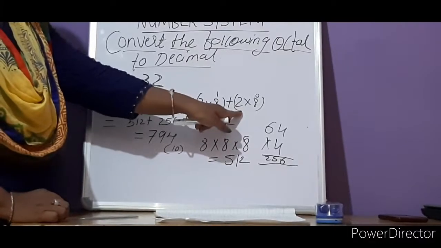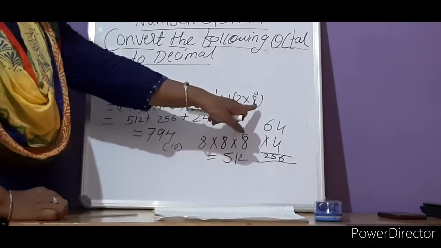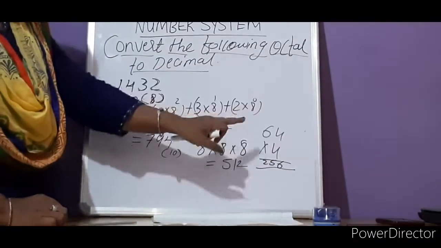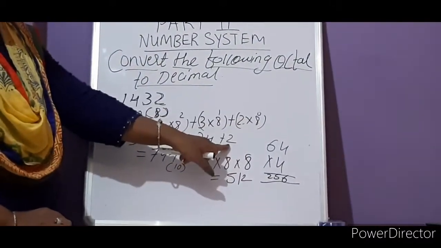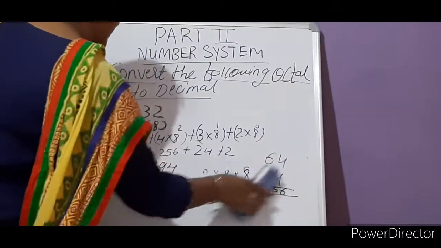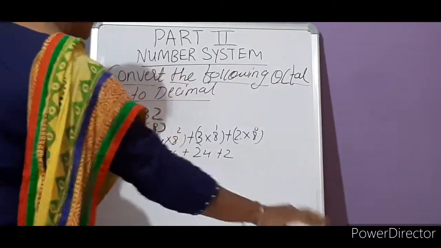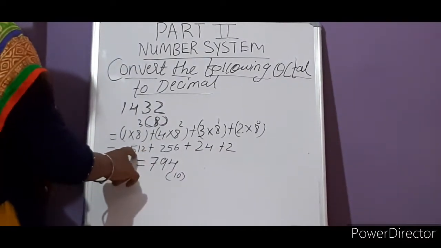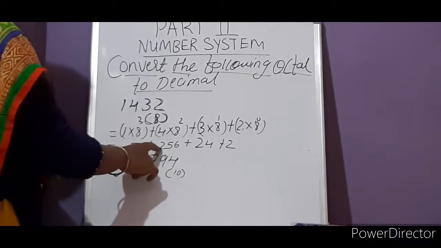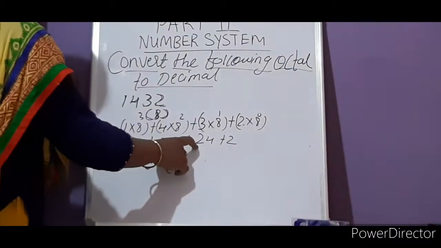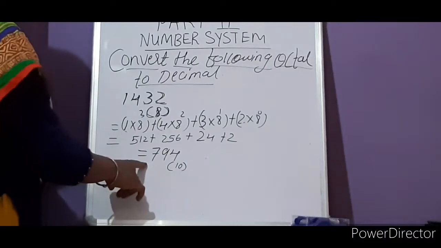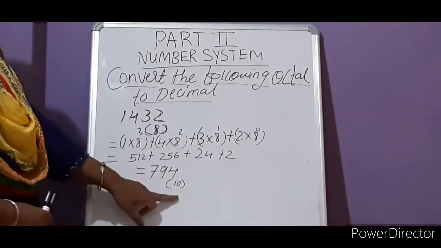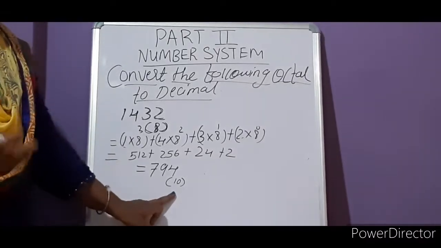In the last number you can see 8 raised to power 0 is there, so 2 is here. Here 0 is a no value, so for that sake this 2 only we have to keep here. Now all together add it: 512 plus 256 plus 24 plus 2. So all together it becomes 794. Okay, we have converted from octal to decimal. Understood?